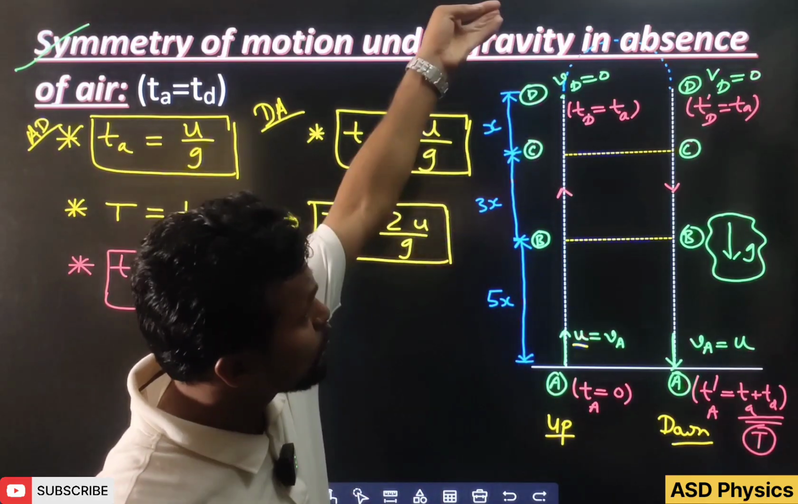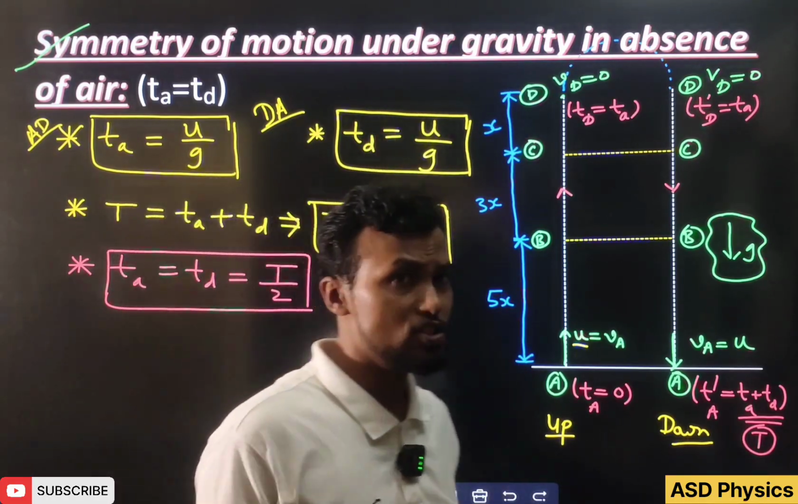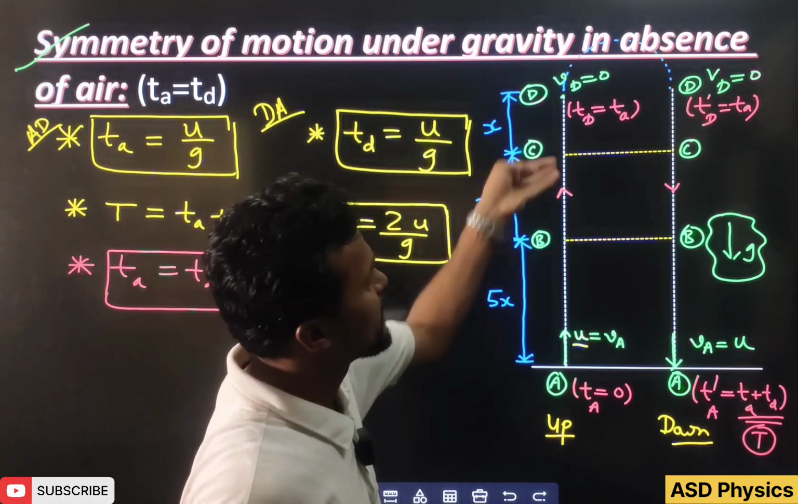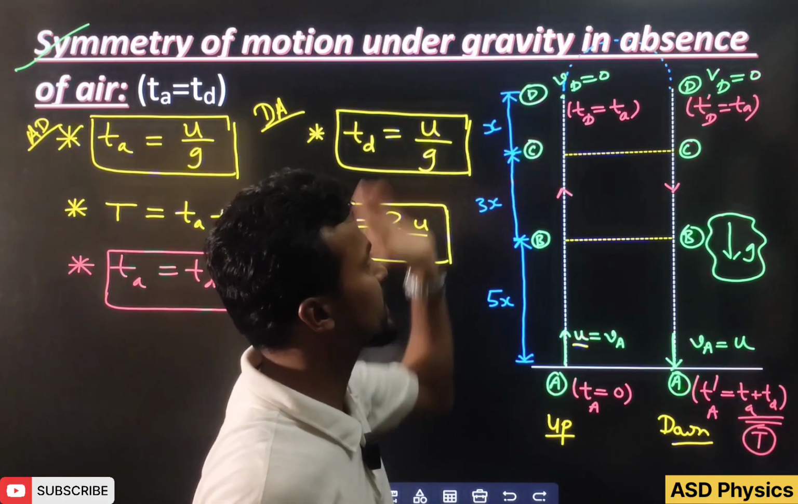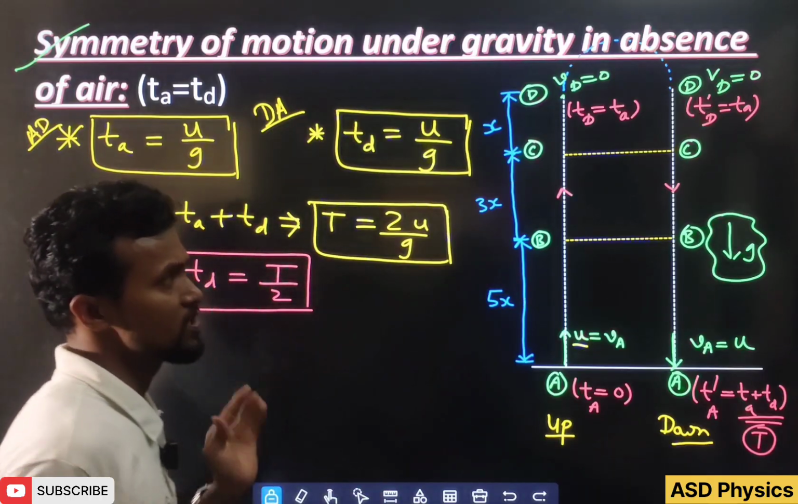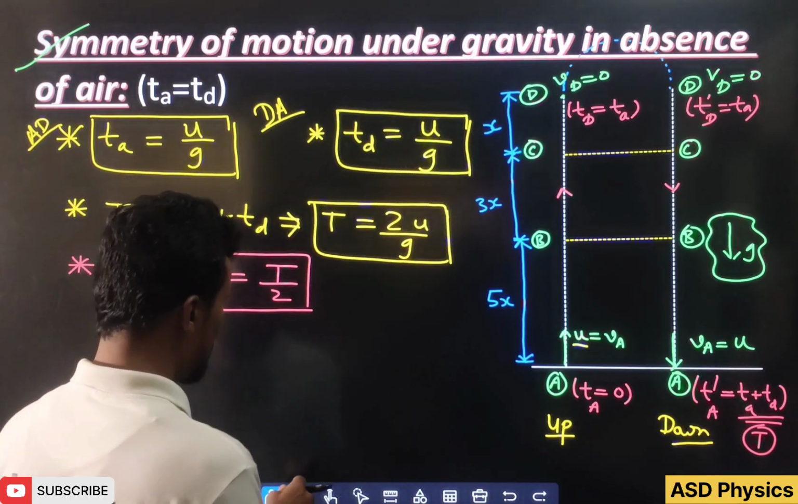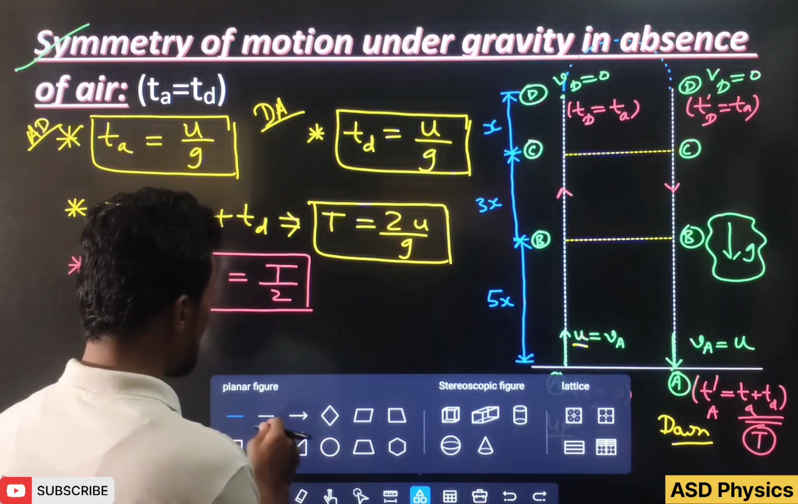So when the object is going upward, the velocity keeps on decreasing. So in the first second, it will travel some more distance. Let's take 5x. Then in the next second, 3x. Then in the next second, x. So this is the situation. After that, what will happen when the object falls?